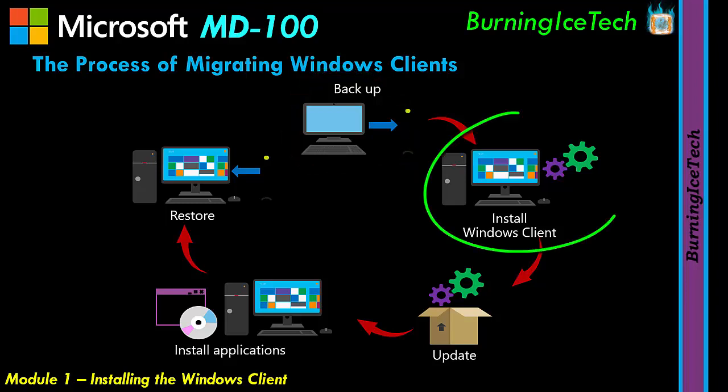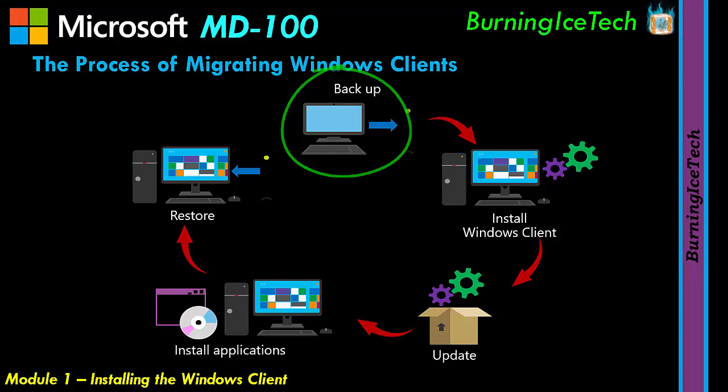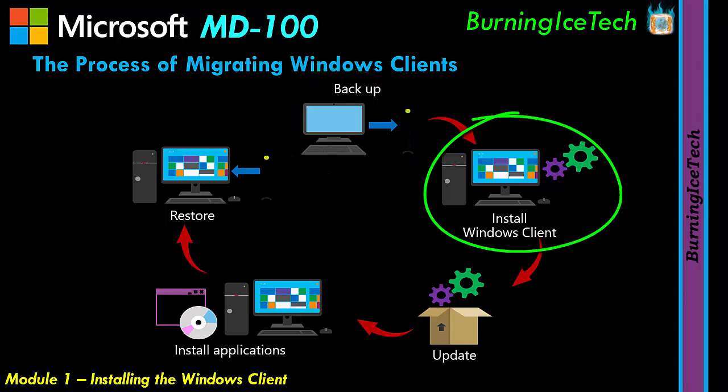And then you're going to go and install the Windows client. You're going to go and update, and you're going to go and install all the applications on that new machine. So that second step that it says install client, that's going to happen on the new machine. Step 1 backup is on the old machine. Install the Windows client is on the new machine, because that new machine is going to be blank. It's a brand spanking new machine you just took out of the box.